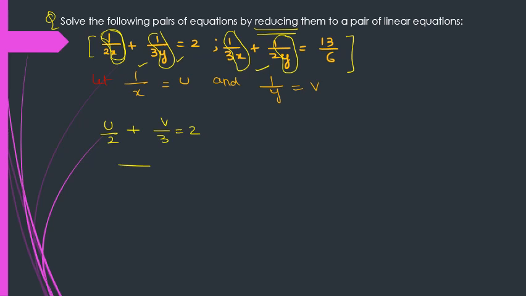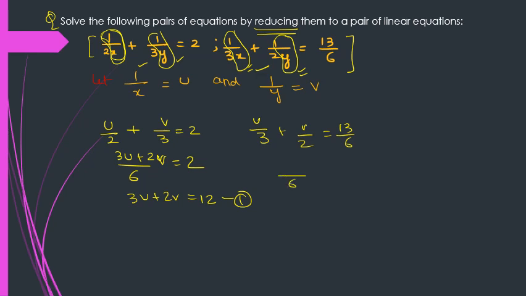Now the LCM can easily be taken: 3u plus 2v is equal to 2 times 6, which is 12. This is your first equation. Similarly, from the second you have u by 3 plus v by 2 is equal to 13 by 6. Again taking the LCM, 2u plus 3v is equal to 13 by 6, and 6 will be cancelled with 6. You have got 2u plus 3v is equal to 13. Now you have the standard form of equation.